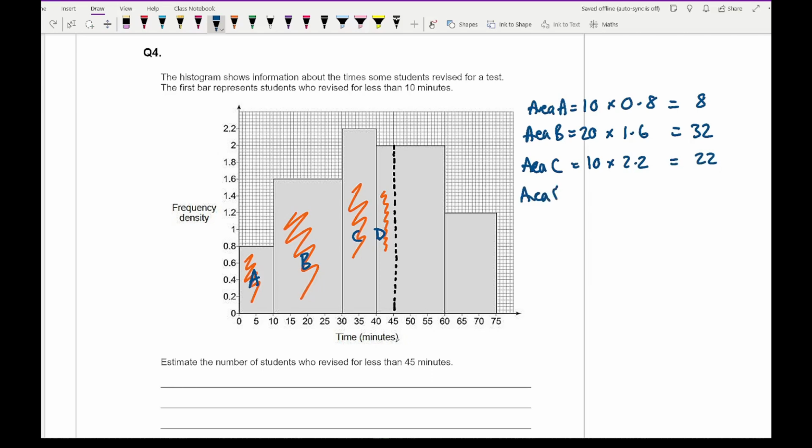And area D, which has got a base of 5 and a height of 2, so that's going to be 10. So then all I need to do is just add all those numbers up. So I've got 8 plus 32 plus 22 plus 10, and I get an answer of 72.